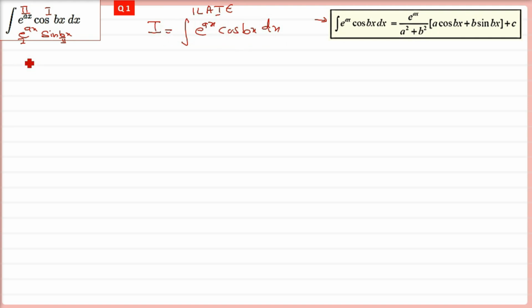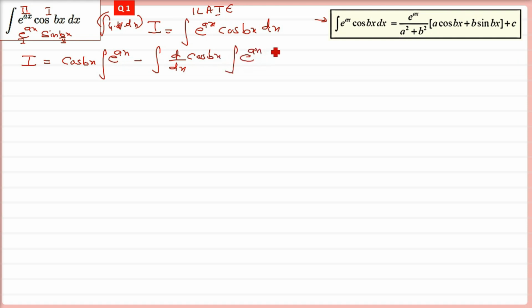Now let's apply the formula. This I will be equal to the integration of uv dx, as I told you already in the previous one, so I'm going to just apply the formula here. So this is cos bx as the first function, integration of e raise ax, and then the differentiation of the first function cos bx, and then integration of e raise ax, with the dx. So we have cos bx, integration of e raise ax will be e raise ax, and the differentiation of ax will give you a, which will be kept in the denominator. So you have a in the denominator, minus.